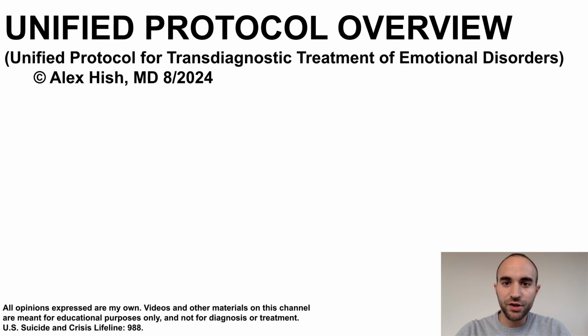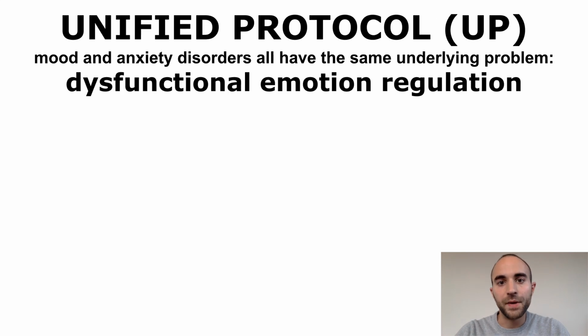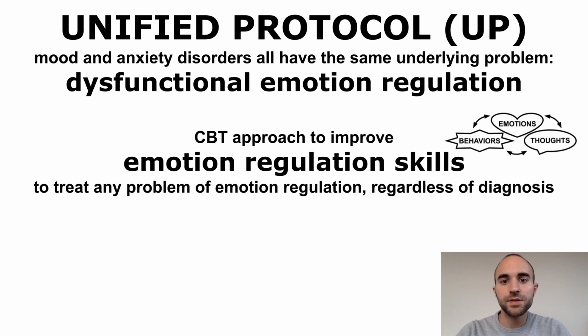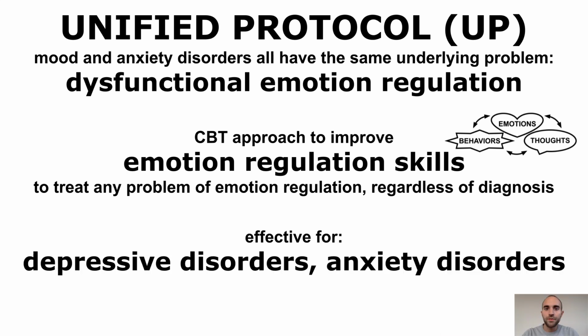This talk is an overview of the Unified Protocol for Transdiagnostic Treatment of Emotional Disorders. The Unified Protocol, or UP, is a therapy protocol based on the concept that mood and anxiety disorders are all essentially based on the same problem, dysfunctional emotion regulation. Therefore, the UP uses a CBT approach designed to improve emotion regulation skills and treat any problem involving dysfunctional emotion regulation, regardless of diagnosis. The UP has been shown to be particularly effective for depressive disorders and anxiety disorders.